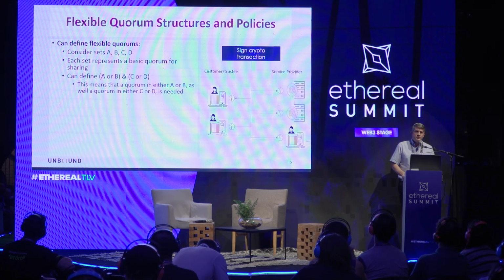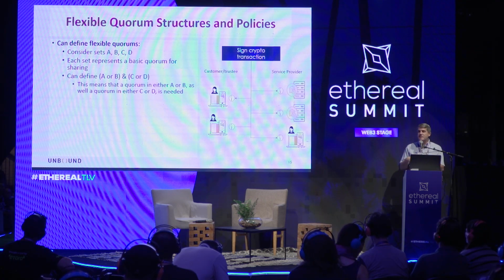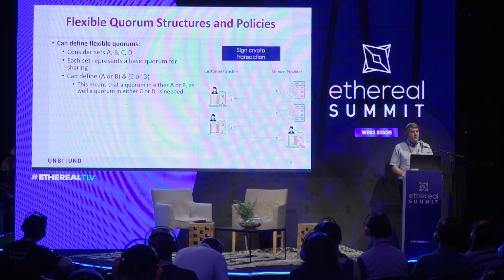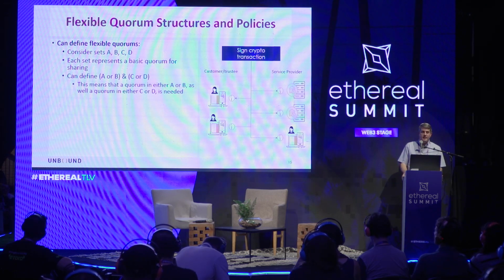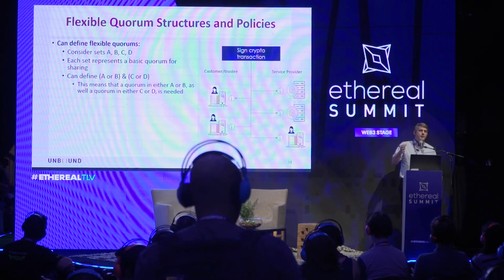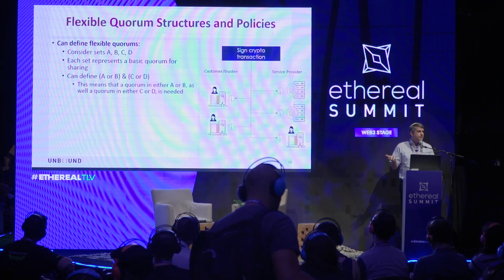It's also possible to define much more complex and flexible quorum structures than just saying I want 3 of 8. So we could consider sets A, B, C, and D of different parties, and you could define a quorum in each set. And then you could define complex things like you need a quorum in either A or B, as well as in C and D.